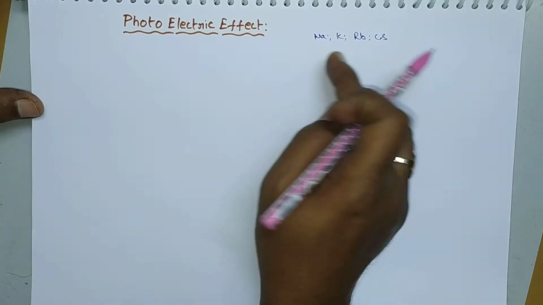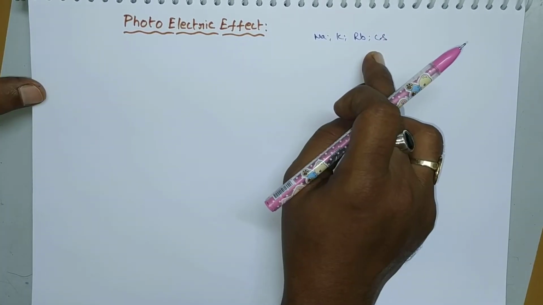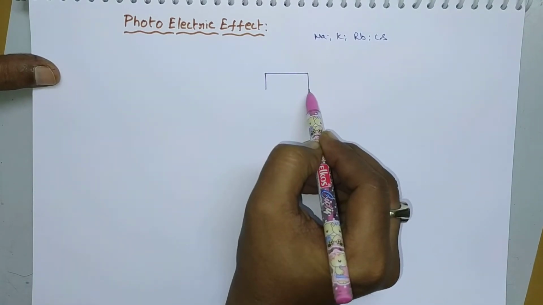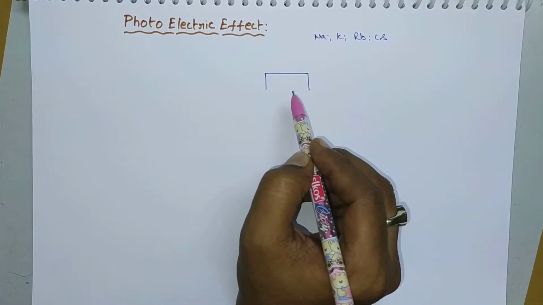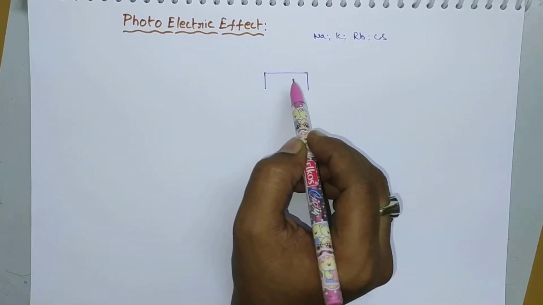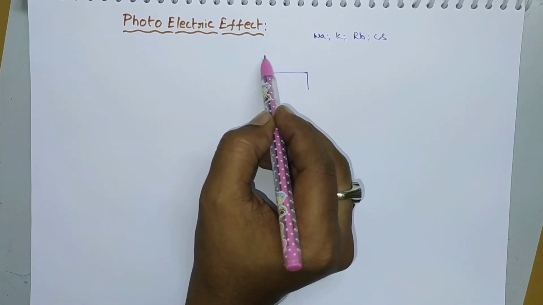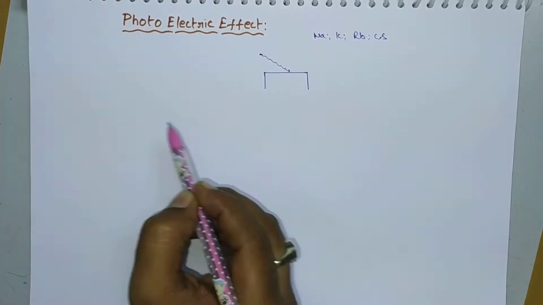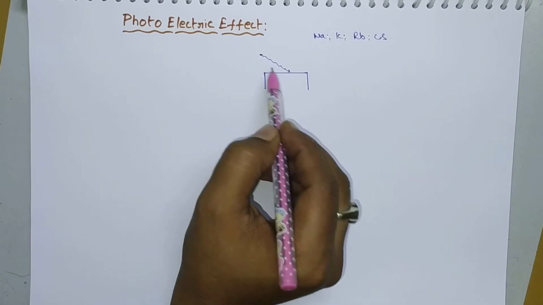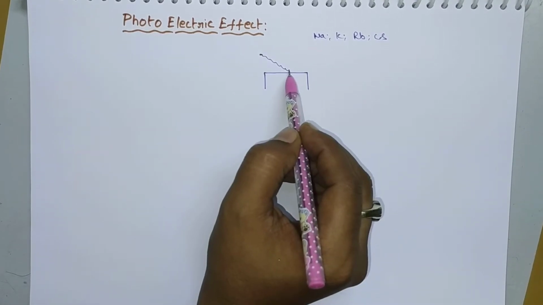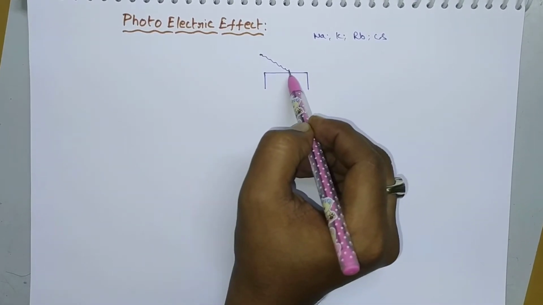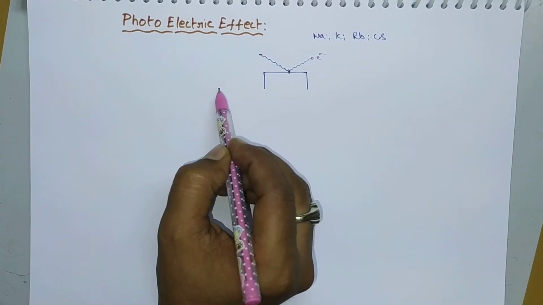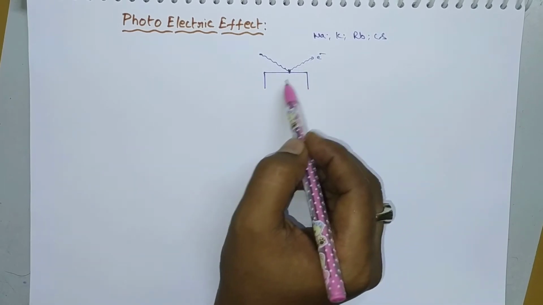That means these have a tendency of losing electrons. Suppose let us consider a highly electropositive metal. When a beam of radiation of suitable frequency is made to be incident on the metal surface, then the electrons will be ejected out.